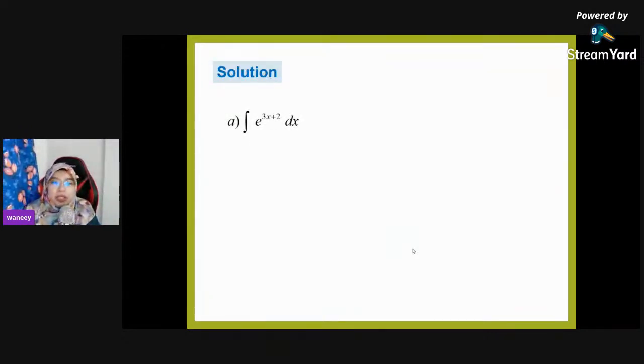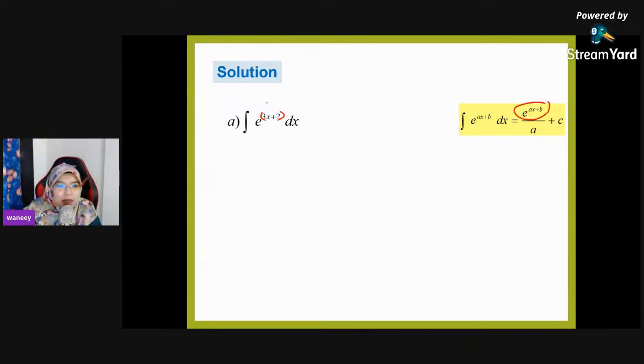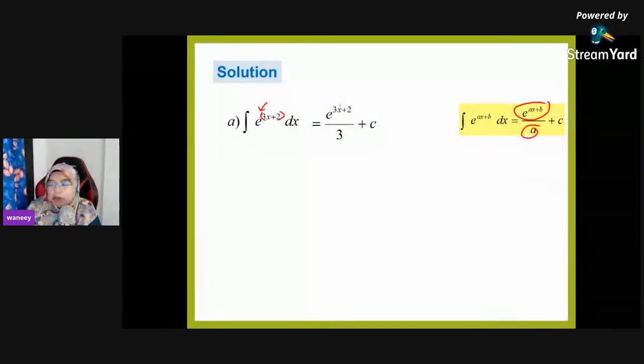Okay, so the first one, we got e to the power of 3x plus 2. Again, I will remind you again and again, for this formula we can actually use the basic rule of integration because we have a linear as the power. So we copy down the exponent first and then divide by the coefficient of x. What is the number in front of the x? We divide by that number. So it becomes e to the power of 3x plus 2 over 3 plus c. So copy down the exponent, divide by the coefficient of x.